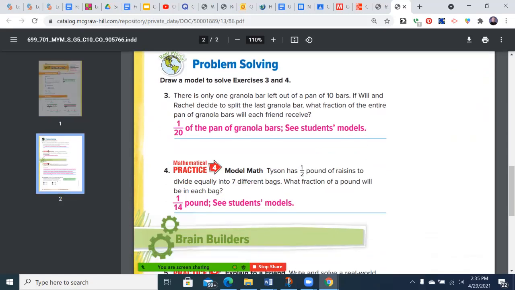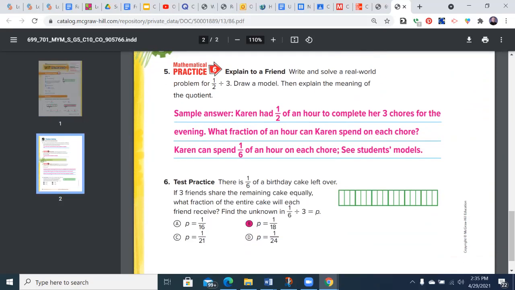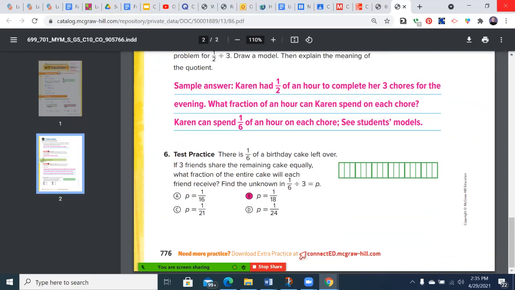Down here, 1/10 divided by 2 will be 1/20. 1/2 divided by 7 is 1/14, and so on. If you have any questions about that assignment, please reach out to me.